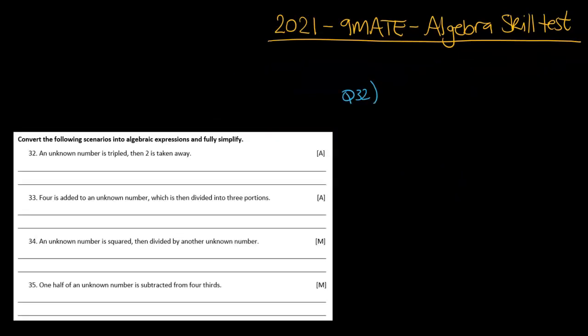Question number 32. An unknown number is tripled. So that there, for example, would be 3x. And then 2 is taken away. So that there would be 3x minus 2.